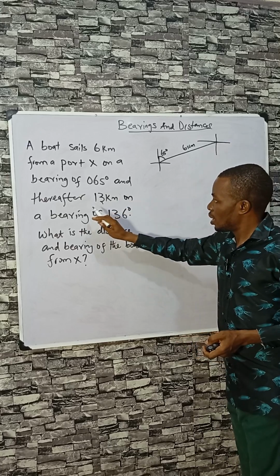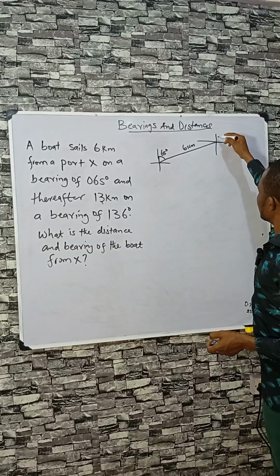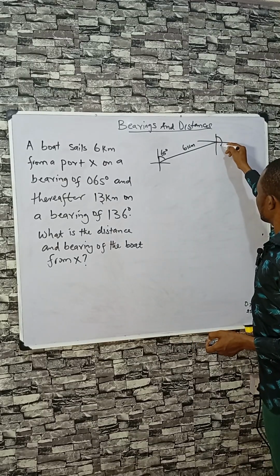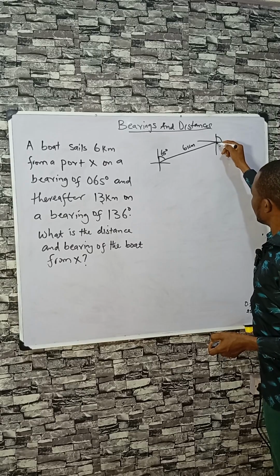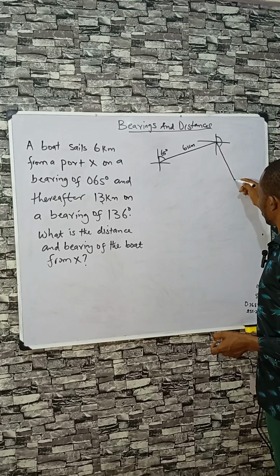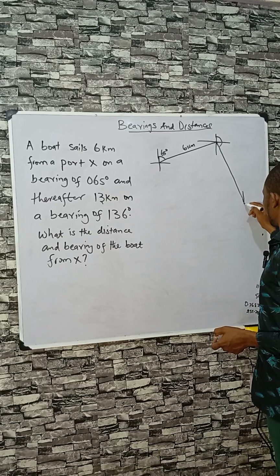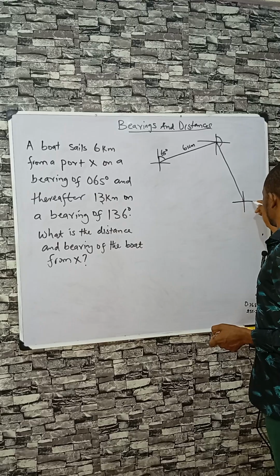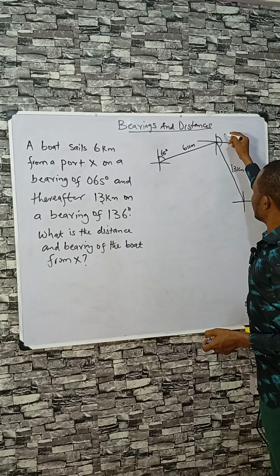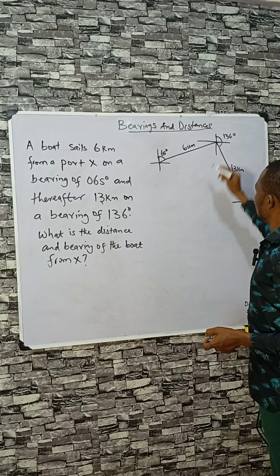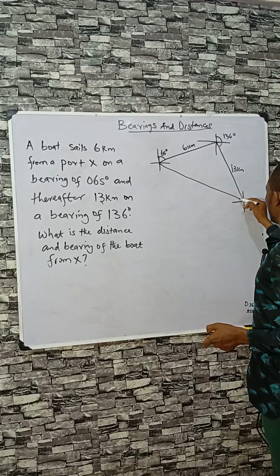Then from there, another at 136, upper quadrant. 13 kilometers is long. Then stop here. This is 13 kilometers, 136 degrees. Then we need to join this to this.